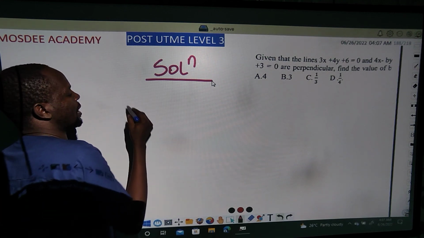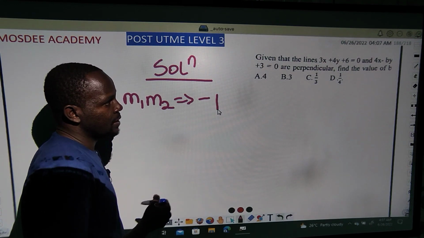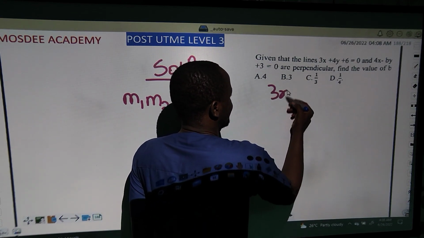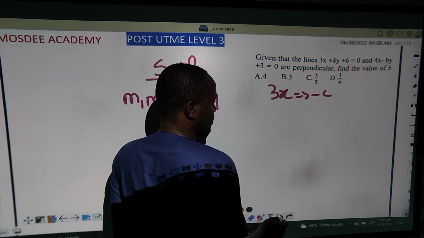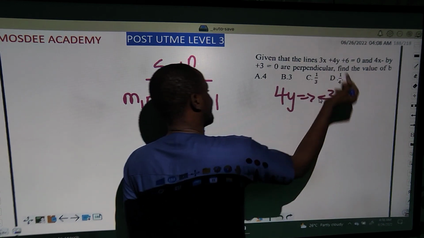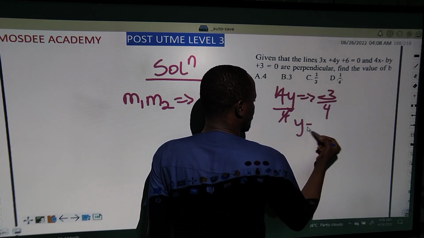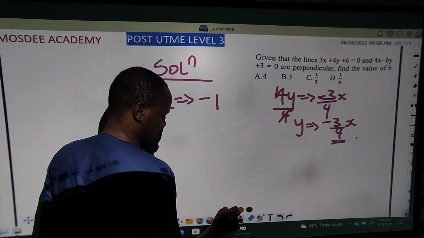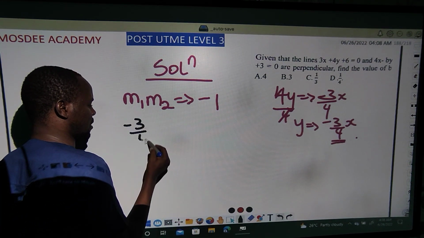Now, when lines are perpendicular, the product of the gradients of the two equations is equal to minus 1. So let's get the gradient. Relate x and y. The first one, 3x is equal to minus 4y, or you say 4y equals minus 3x. Let me write it the way I've been doing. 4y equals minus 3x. I don't need the intercept. Make y the subject, divide by 4, divide by 4. So this is y equals minus 3 over 4 x. Anything that is standing beside x is the gradient. So the first gradient is minus 3 over 4.